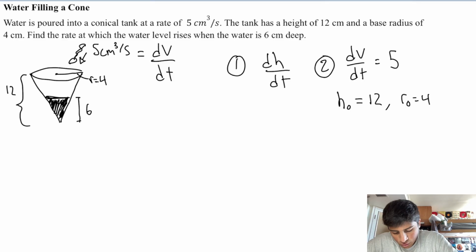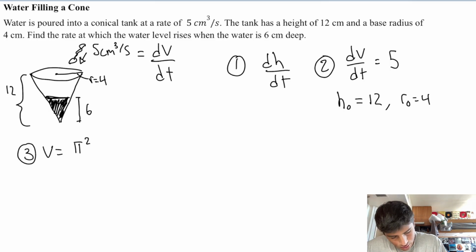Find the rate at which the water level rises when the water is 6 centimeters deep. Now this one is a little tougher compared to the last ones that we've done. But we know, okay, let's say that volume equals pi r squared h over 3. This is our volume of a cone. Pi r squared h over 3.